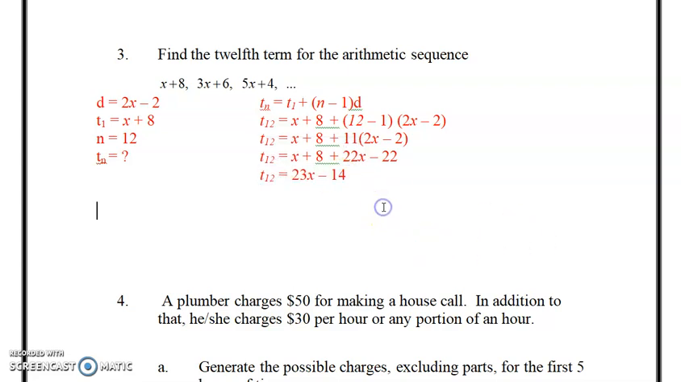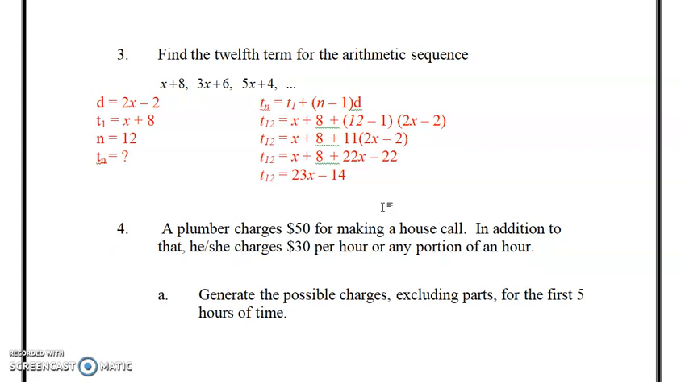And that's it. It's finished. There's nothing else we can do with it. If we knew what x was, then we could substitute it in to get a value, but we don't know. If we had another pattern with x, then maybe we could set up a system of equations or something to that effect. But at this point now, it's finished. So the 12th term will be equal to 23x minus 14.